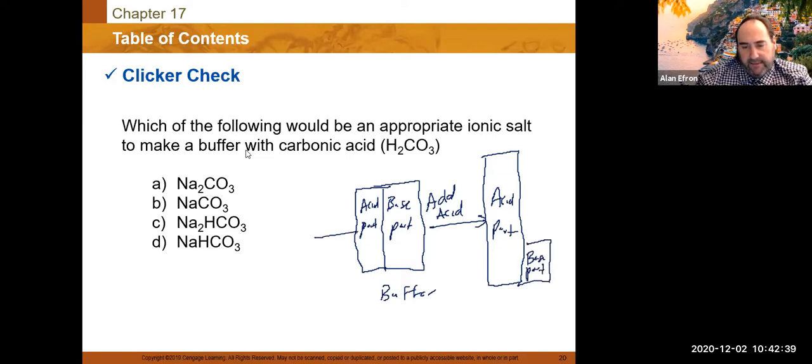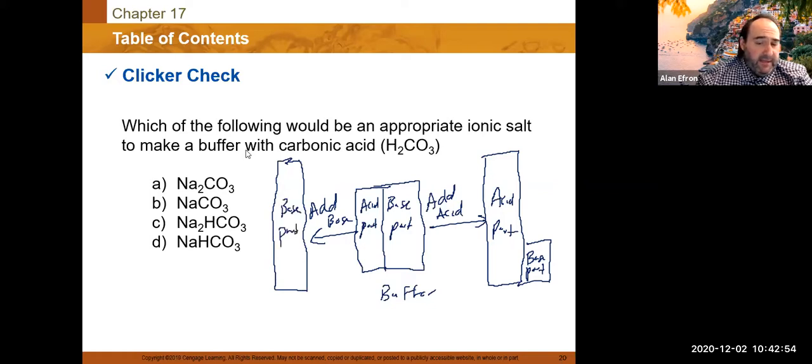And the same thing happens going the other way. If we added base to it, the base that we add would react with the acid part of the buffer, and we would actually make the base part. So it sort of regenerates part of itself as you're doing these additions of acid and base to it, but it is using up part of the other part of the buffer as well.